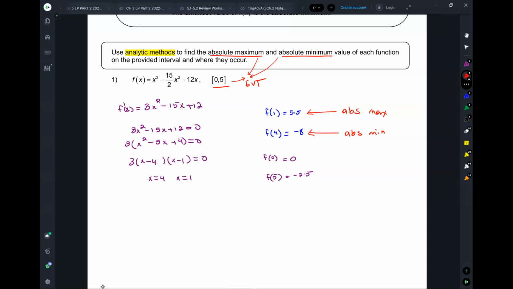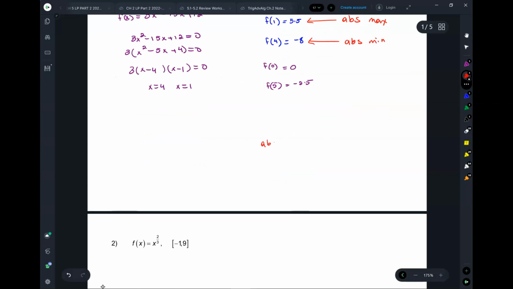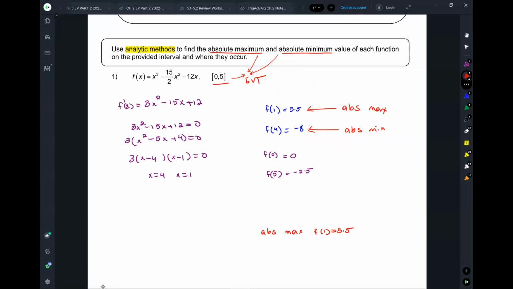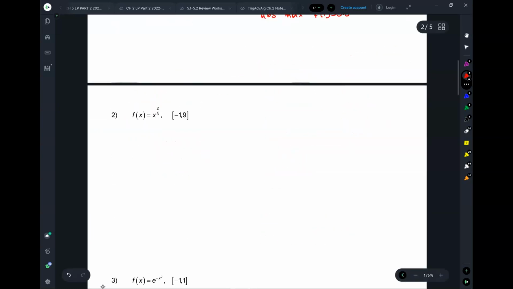So you could just rewrite that. So absolute max, f of 1 is 5.5. The original, the x cubed minus and so on. Okay, so here we go.